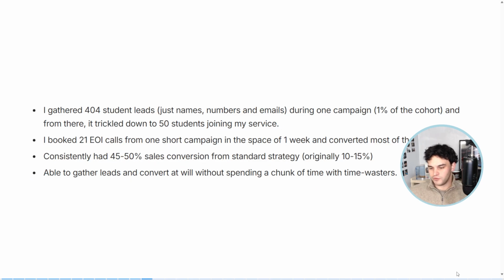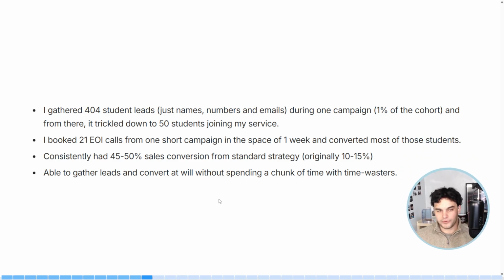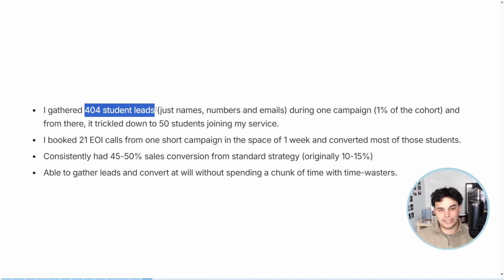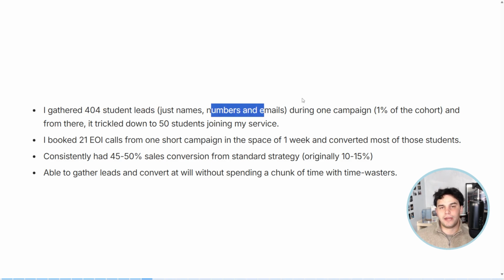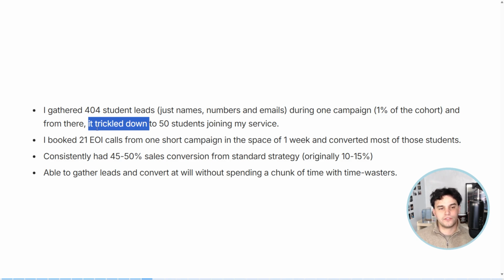in terms of some conversion rates and some actual numbers from some campaigns, I gathered 404 student leads. So we're just talking just names, just numbers, and just emails during one campaign, which I ran over 1 month. So this was 1% of the cohort that we're talking about that did the specific subject. And from there, it trickled down to 50 students paying to join my service.